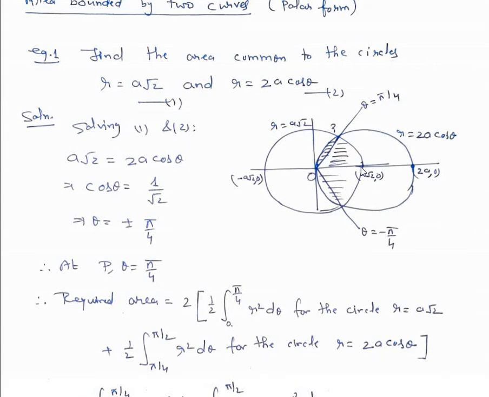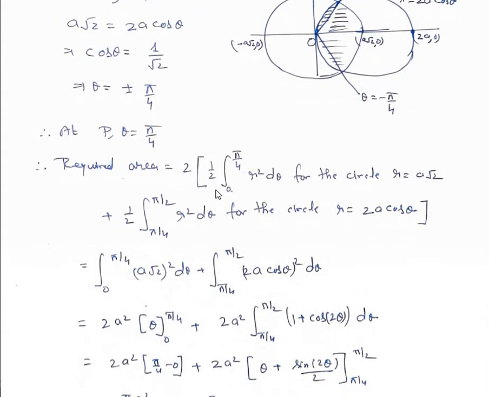So what we shall do is find out the area of the upper portion and then multiply it by 2. Now this portion has got two parts. The first part is this one, which belongs to the circle r is equal to a root 2. That means when we find this area, we shall take limits of theta from 0 to pi by 4, and r will be from this circle r is equal to a root 2. And for this portion, theta varies from pi by 4 to pi by 2, and this portion belongs to the circle r is equal to 2a cos theta.